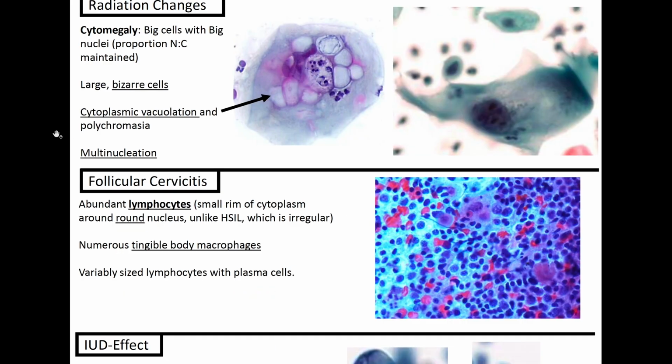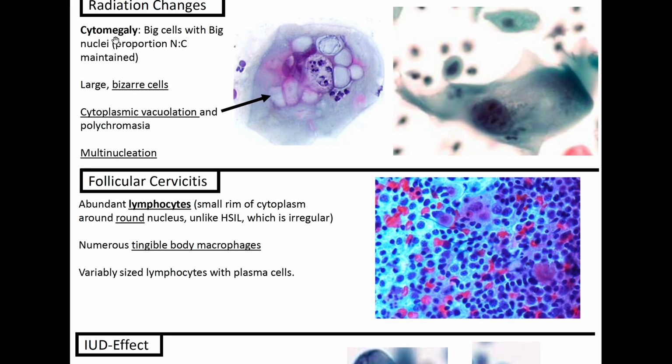So this one is one that seems to show up often on tests, or I get asked about it a lot. So radiation changes. As we're aware with other systems in pathology, radiation can be damaging to cells, right? So it's going to cause a lot of abnormalities and just kind of bizarre changes.